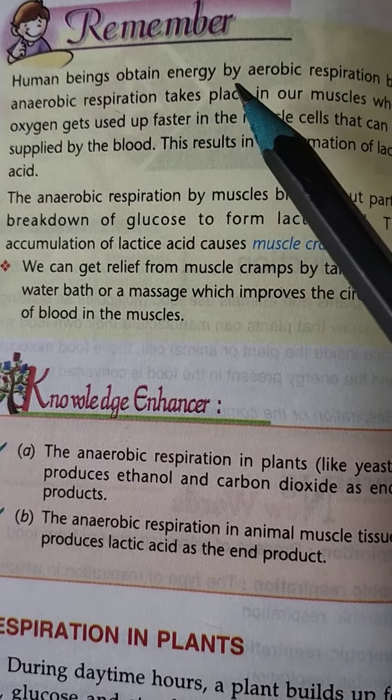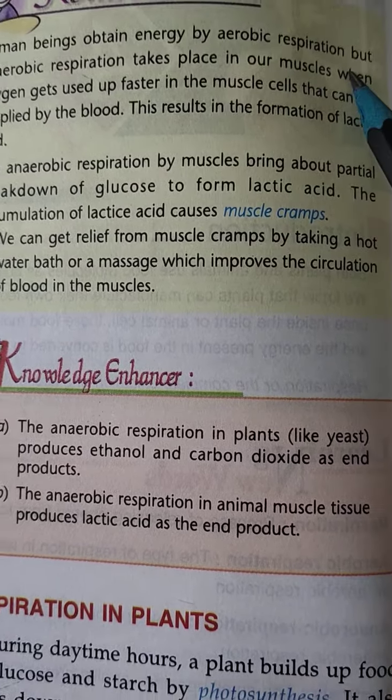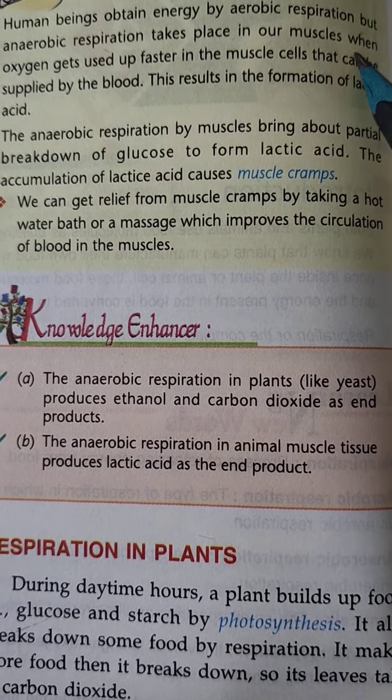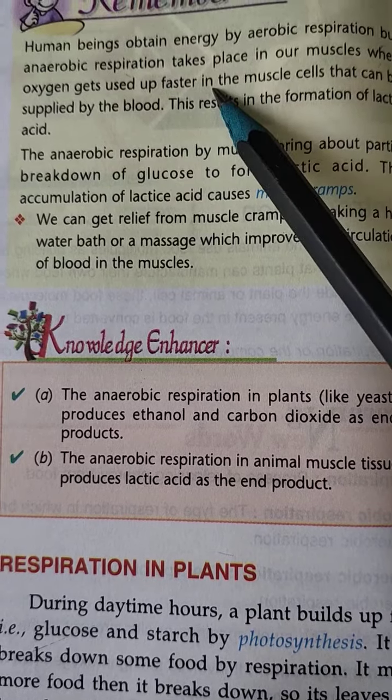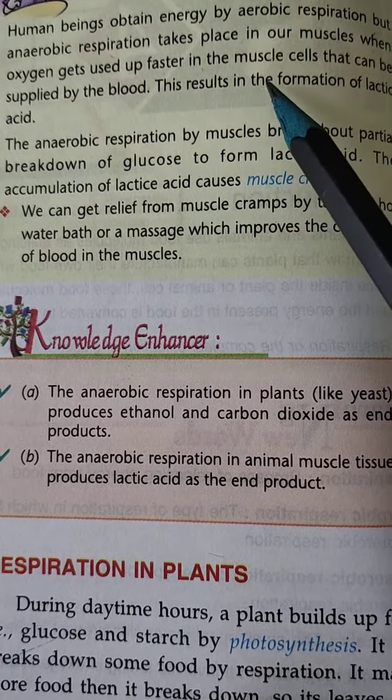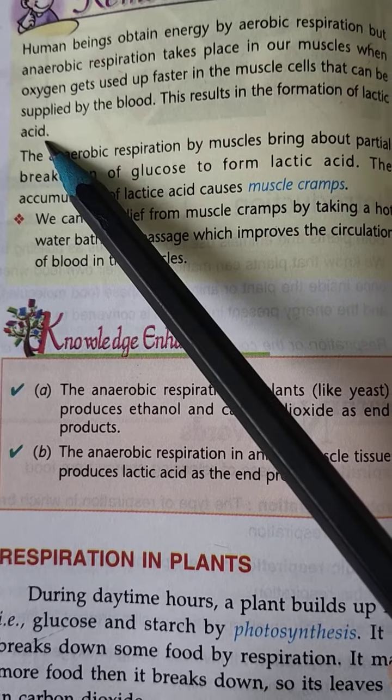Remember, human beings obtain energy by aerobic respiration, but anaerobic respiration takes place in our muscles when oxygen gets used up faster in the muscle cells than can be supplied by the blood. This results in the formation of lactic acid.